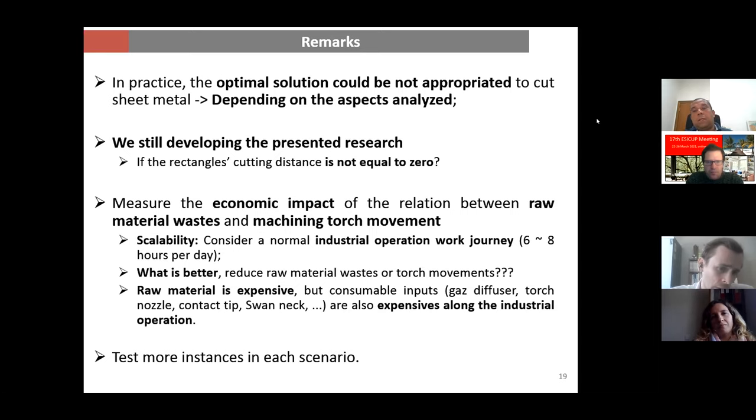And finally, for me, I need to test more instances in each scenario. Considering all these aspects, you need to find more instances for each scenario to verify some conditions and verify what happened, or if the results are the same for two different instances, for example, in each scenario.